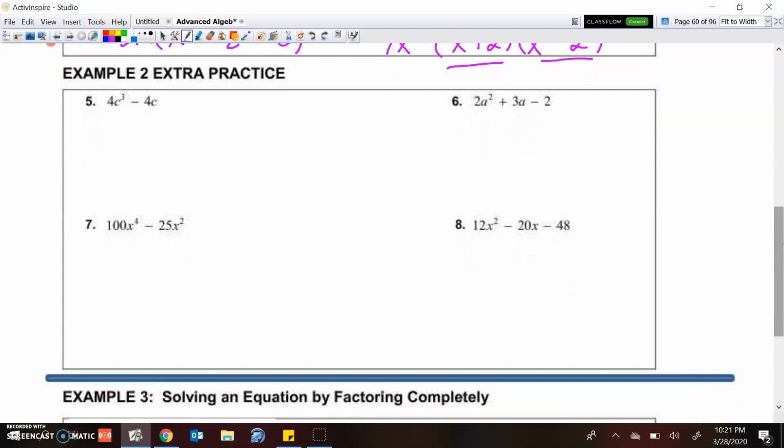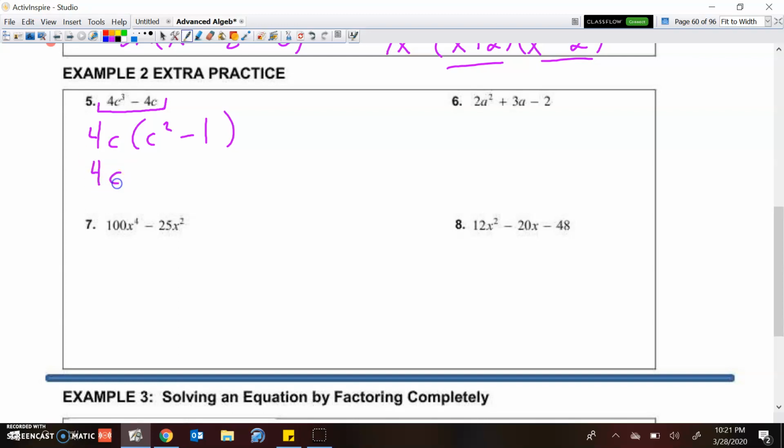All right, let's move on to the extra practice. Like before, feel free to pause it, try them yourself, give your own go at it, or just follow along with me. Okay, so I have two terms here. I'm going to first and always look for a GCF. I can pull 4c out. I'm going to have c squared minus 1 left. If I distribute 4c into both, I get this same thing back.